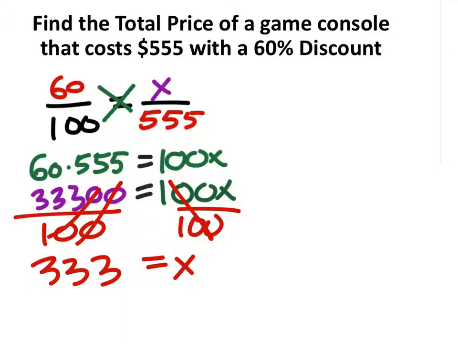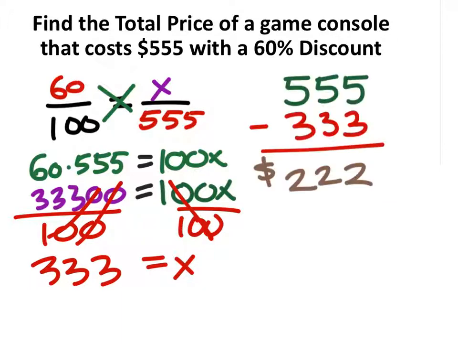Now this isn't the final price. This is the amount of the discount that we're going to take off of that 555. So I need to take 555 minus 333. And as we can see, that would be $222 from the work right there. So the final price of this game console would be $222 without tax right there.